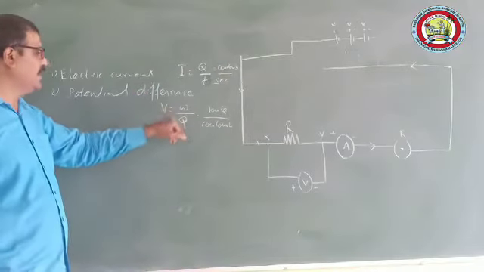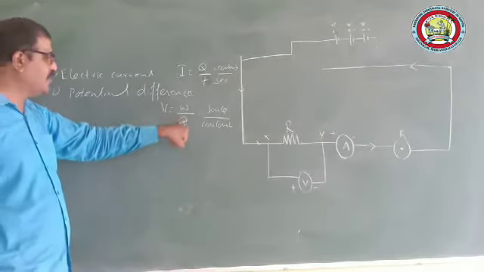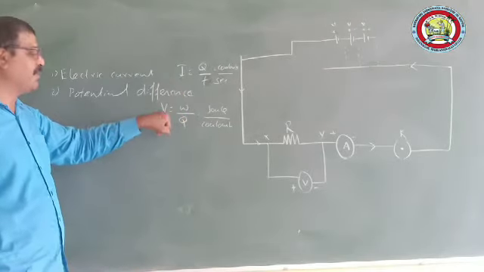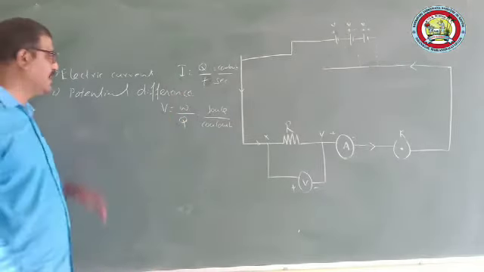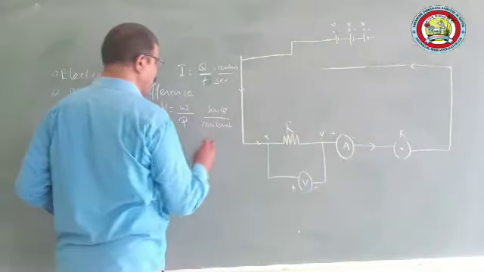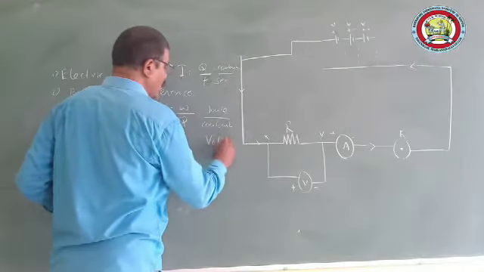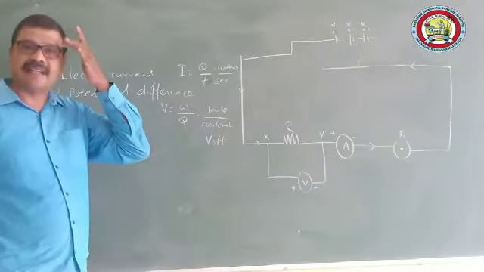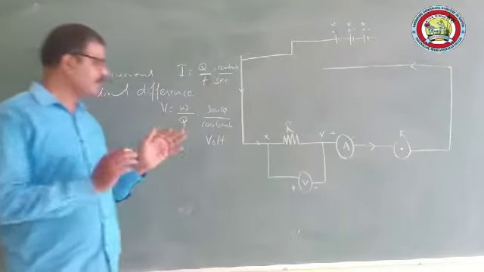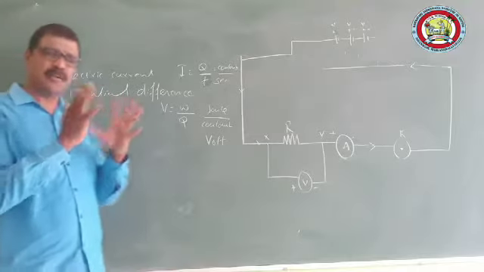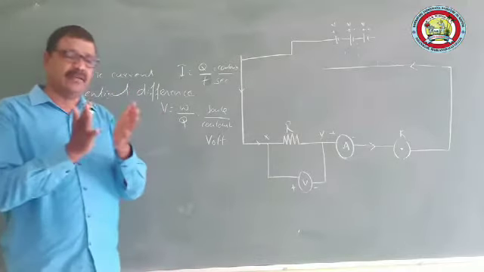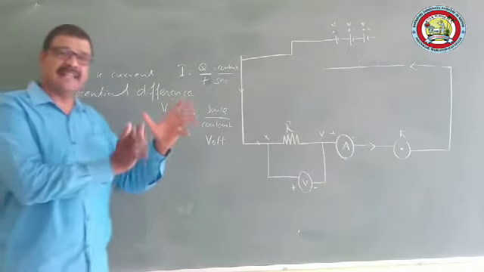So the work done in moving a charge from one point to another point, we call potential difference. And the unit of potential difference is joule per coulomb, which we call the volt, in honour of the famous Italian scientist Volta. So I told you what exactly potential difference and electric current are.